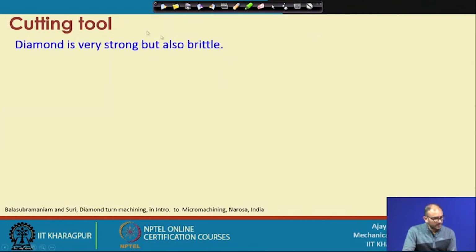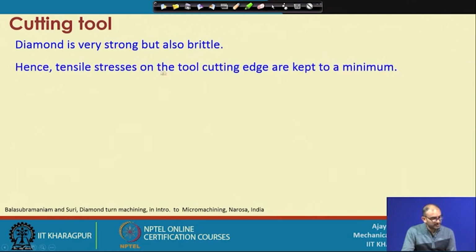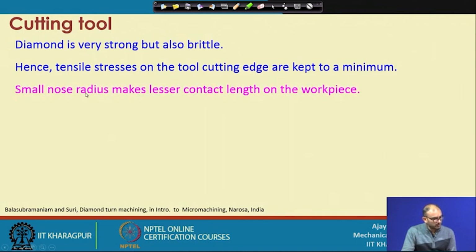Now, the cutting tool. Mostly we are doing diamond turn machining, so we use diamond only, because diamond is a very, very hard material and it will not create any problem when you machine ferrous or non-ferrous materials. That is the advantage. Diamond is hard, but it is also a brittle material, and that is the big problem. Hence the tensile stresses on the cutting tool edge are kept to a minimum, because we do not want to stretch the diamond, but a compressive load will not create any problem. A small nose radius makes a lesser contact length on the workpiece surface.